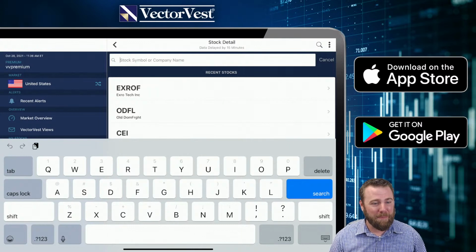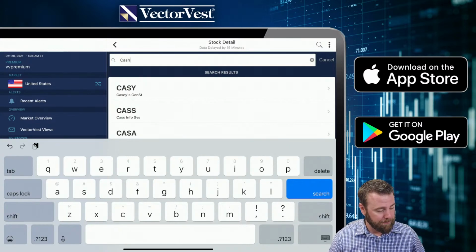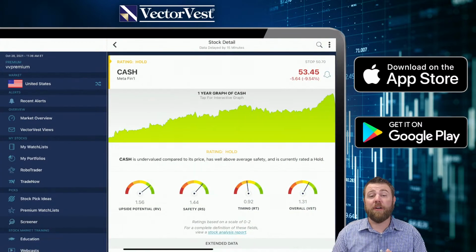Cash, C-A-S-H. Great long-term potential, less risk associated with it. However, the timing is just not there. At 0.92, it is in a steady decline. Great stock, just not the right time to be long in it.